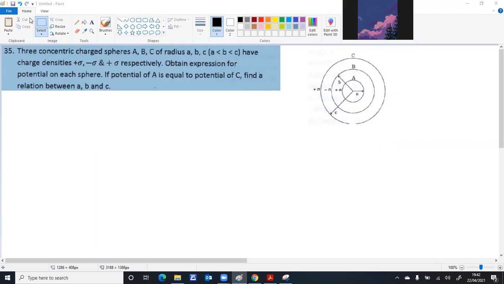Will the charge density plus sigma be for the entire sphere or only for the part without the others? It's for the entire sphere. Otherwise, it gets cancelled, right? It's a conducting sphere, so the charges can't stay separate. Even for a conductor, whatever they write as charge means not only at that point, it is the distributed charge over the entire sphere.